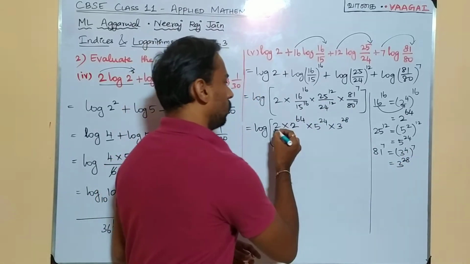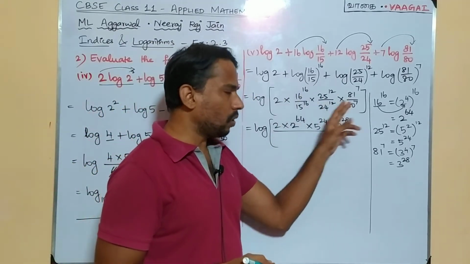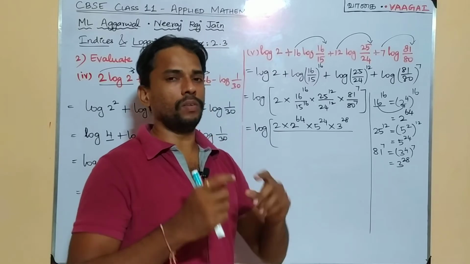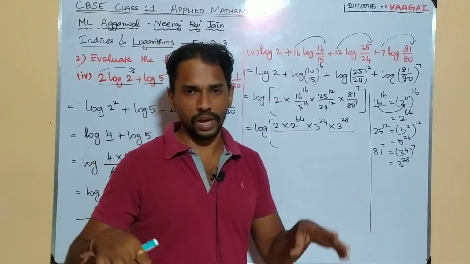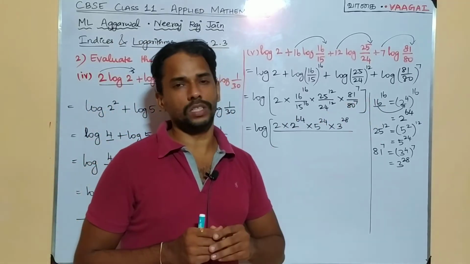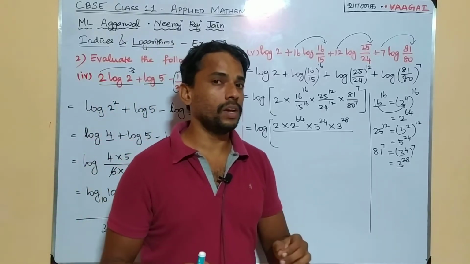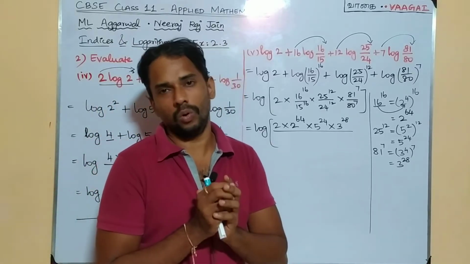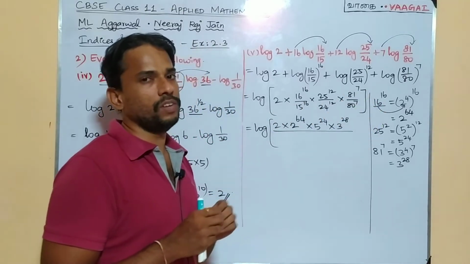I hope so far you are able to follow. Everything is very clear to you. I am just writing all those numerator numbers as powers of smaller numbers. This is what this transformation is, what I am doing. Now next, coming to the denominators also we are going to do the same kind of process, but here we should be careful. Why? Because of the numbers we have in the denominators.